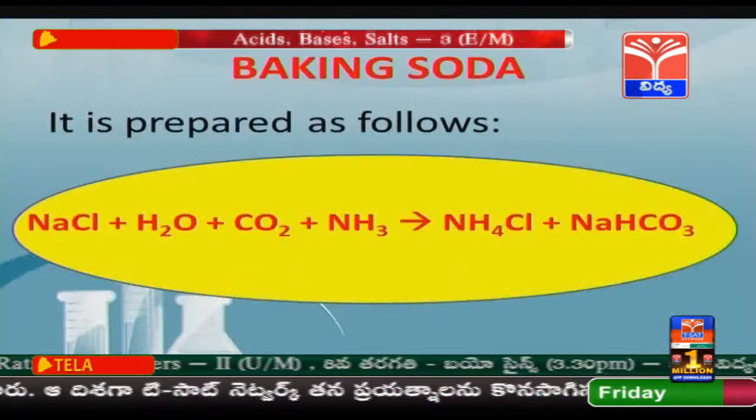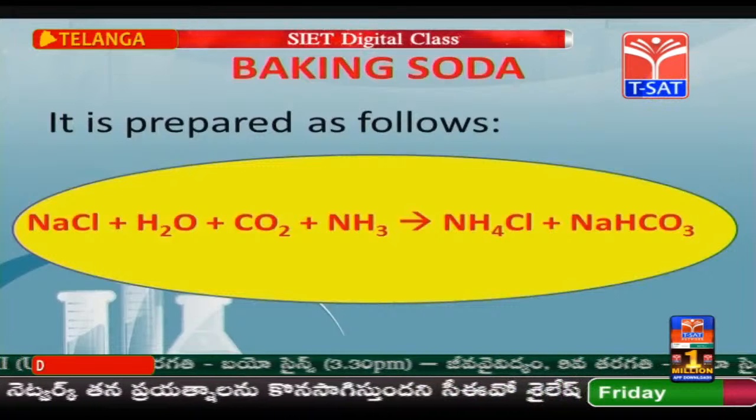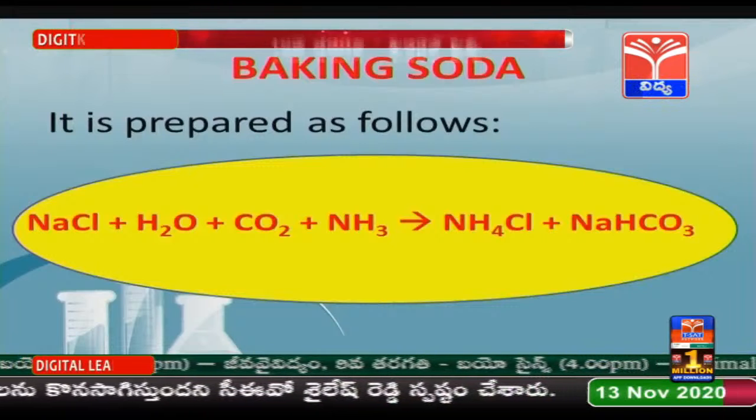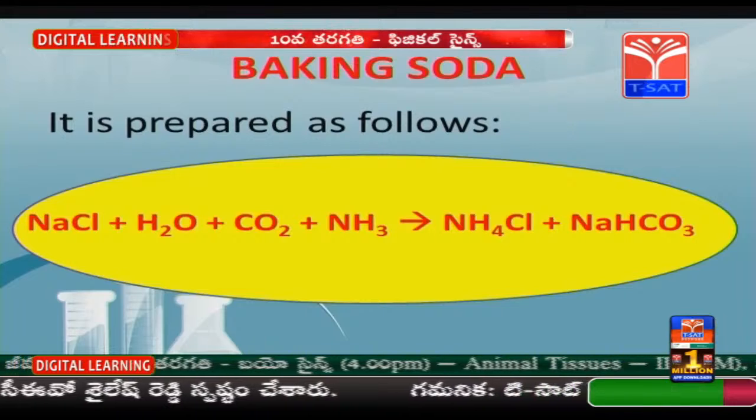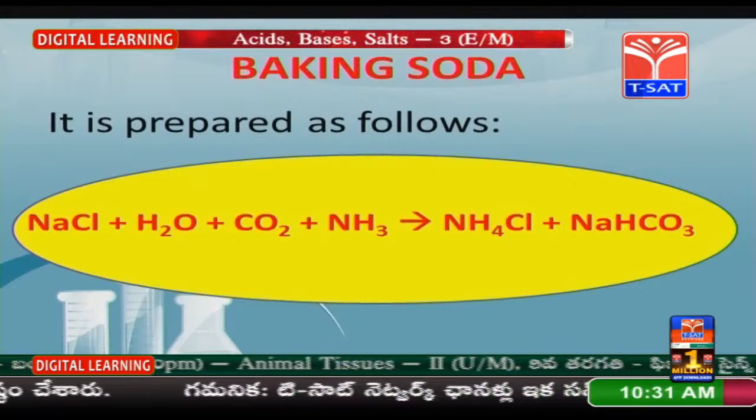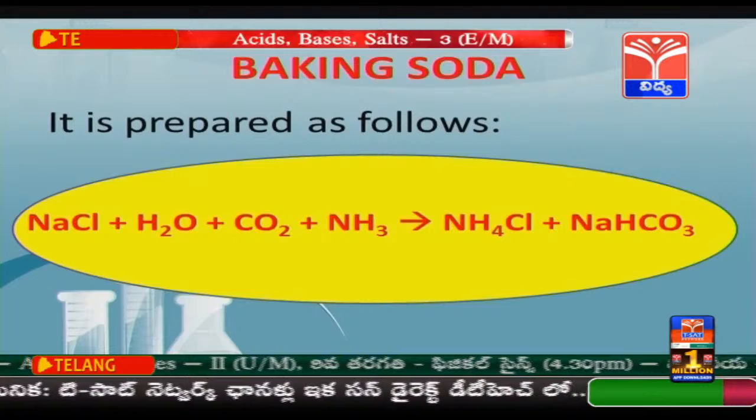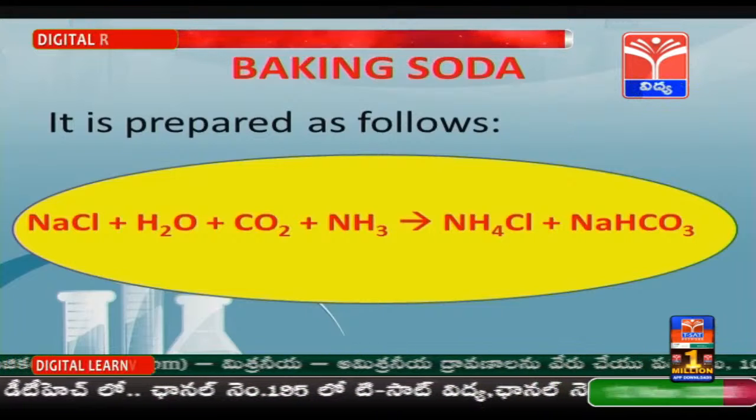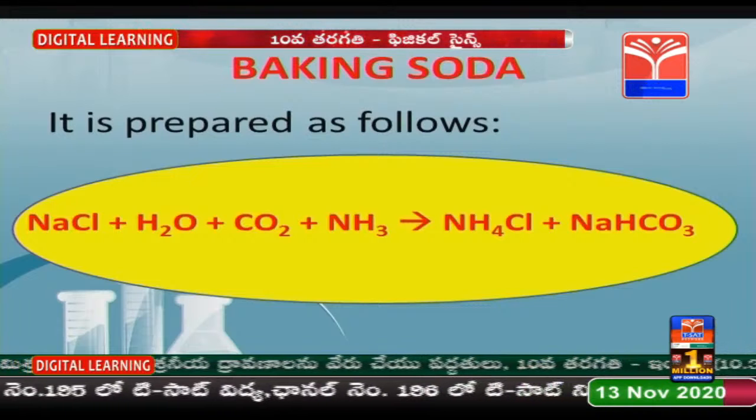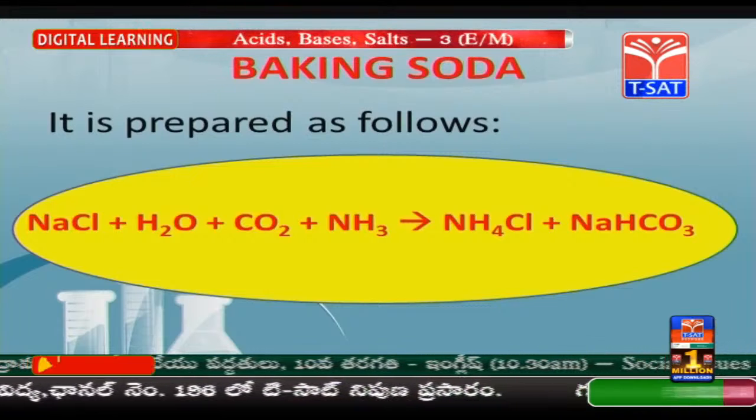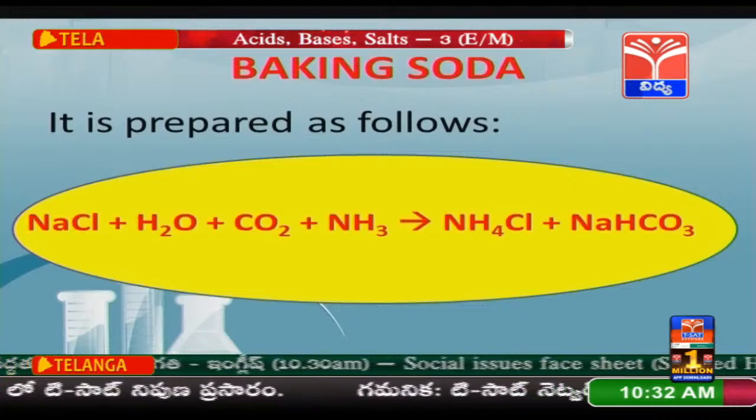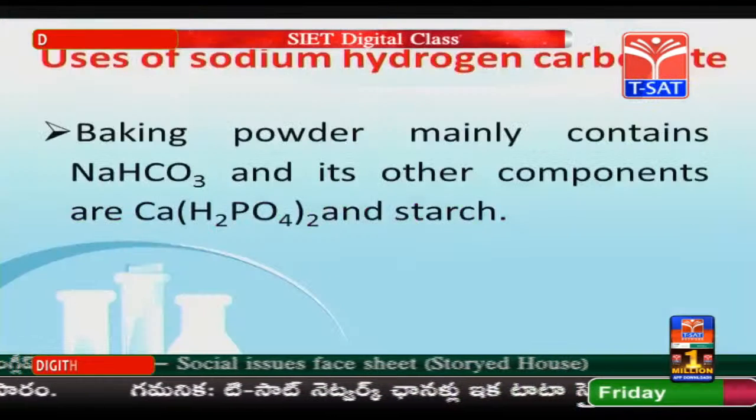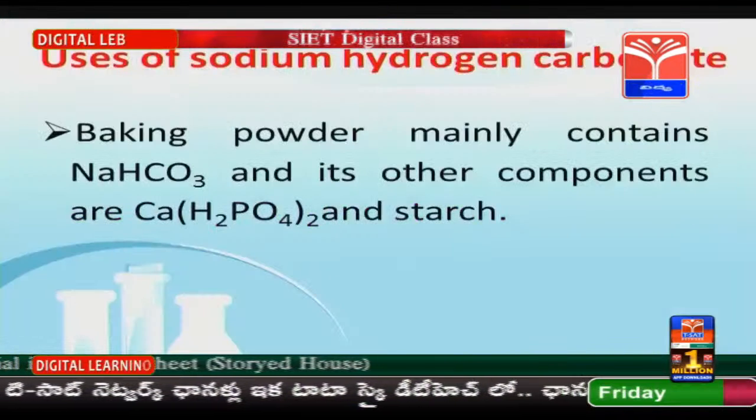How is baking soda prepared industrially? It is prepared from sodium chloride. We take aqueous sodium chloride and pass carbon dioxide gas and ammonia through it. We get crystals of sodium hydrogen carbonate along with ammonium chloride. In this way, we can prepare baking soda commercially. Now, what are the uses of this baking soda?